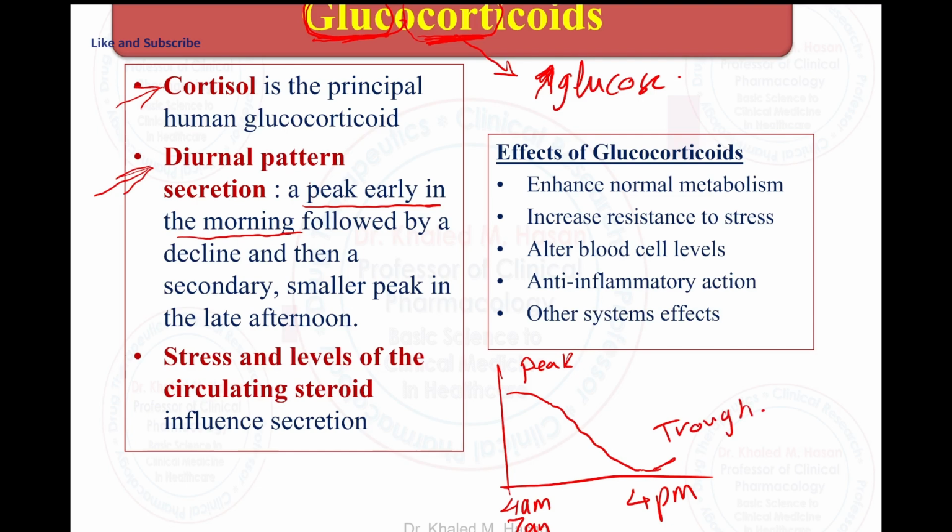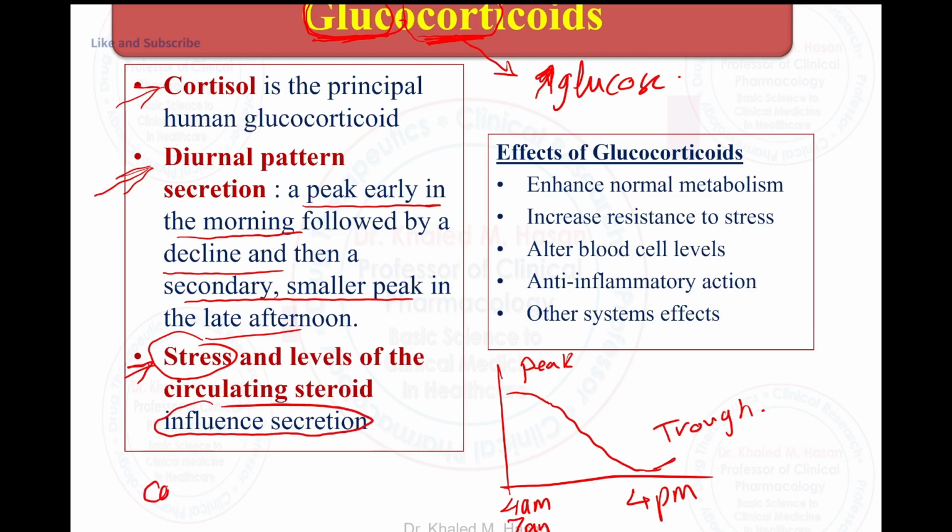So you can see here the peak early in the morning followed by decline, and a secondary smaller peak in the afternoon. Two things will affect the secretion of steroid. Stress will increase steroid. This is number one. What else? If you prescribe cortisone from outside, the high cortisone also affects our release of cortisone.